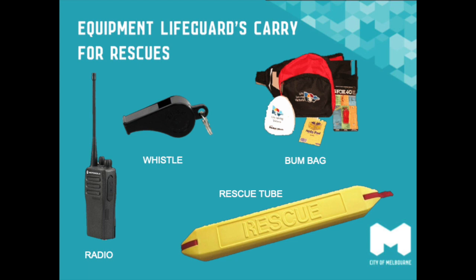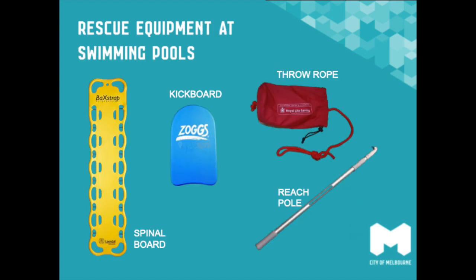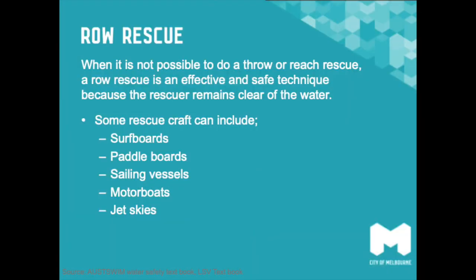These are some items that the lifeguards carry around with them in case they need to rescue somebody. They include a whistle, a radio, rescue tube, a bum bag, and these items are close by just in case multiple people need to be rescued. When it is not possible to throw or reach, a row rescue is an effective and safe technique because the rescuer remains clear of the water.